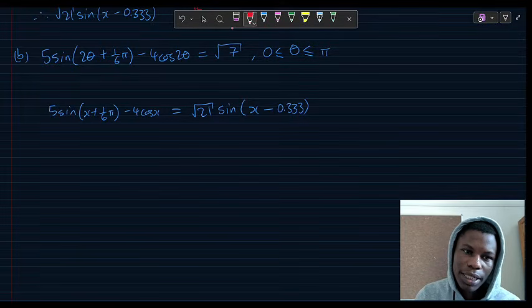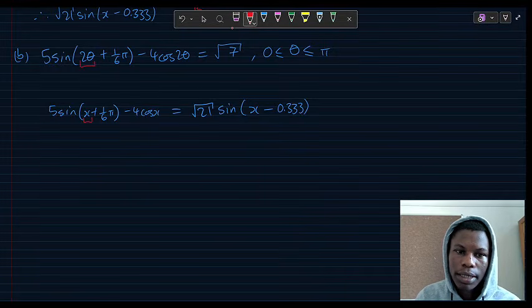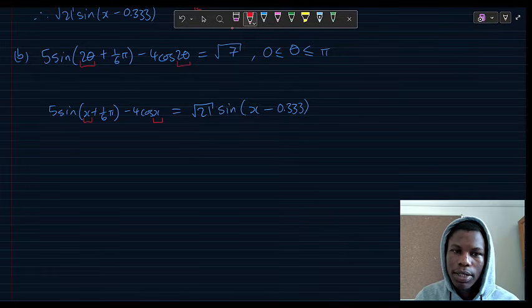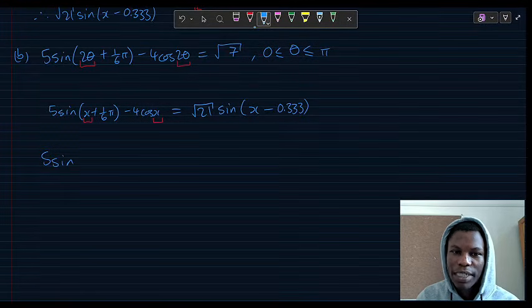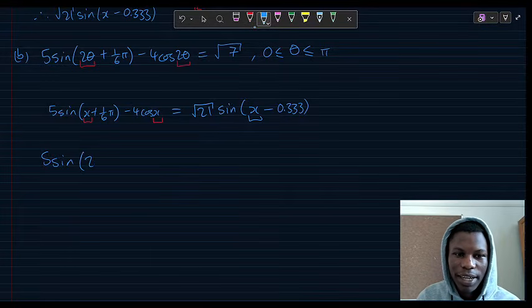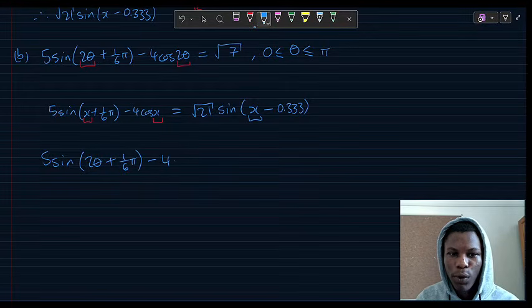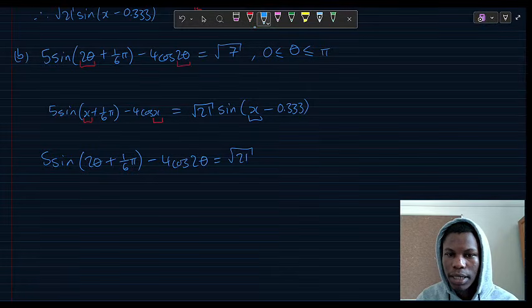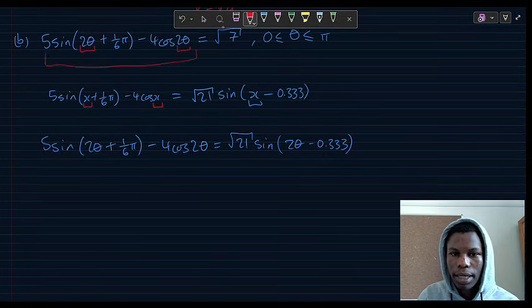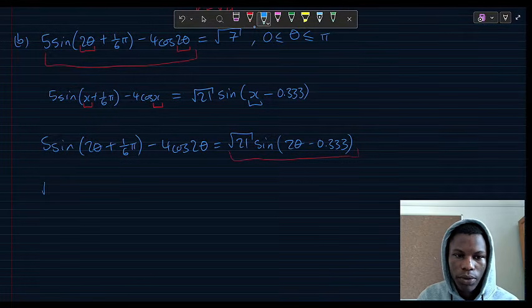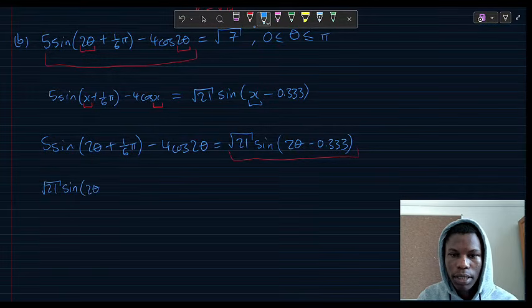Notice that all they've done in part B is where we had x, they've now put 2 theta. So if I know that 5 sine x plus 1 over 6 pi minus 4 cos x is equal to root 21 sine(x minus 0.333), this means that I can just replace that x with 2 theta. So 5 sine 2 theta plus 1 over 6 pi minus 4 cos 2 theta can be written as root 21 sine(2 theta minus 0.333). All that has changed is that the x has become 2 theta. So instead of using this, I can use this. And so I can say that root 21 sine(2 theta minus 0.333) is equal to the square root of 7.